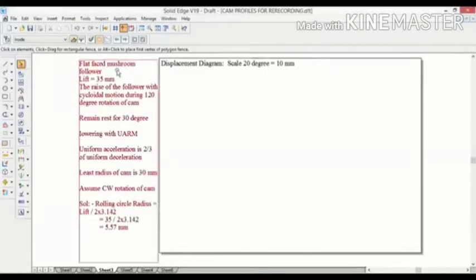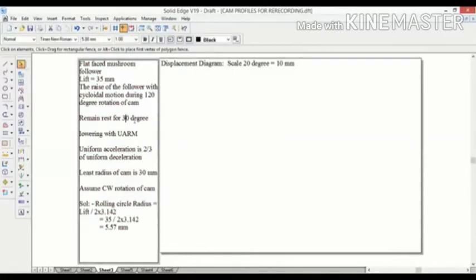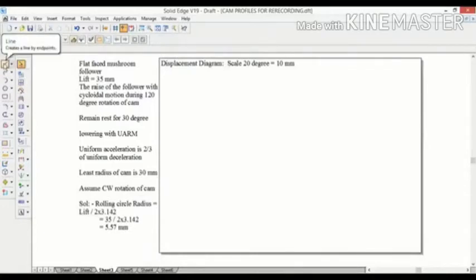The data is listed on the left hand side here. Flat faced mushroom follower, lift is 35 mm and rise is 120 degree with cycloidal motion, and the dwell is for 30 degree. The return stroke is uniform acceleration and retardation motion, whereas acceleration is 2 by 3 times the deceleration. Minimum radius of the cam is 30 mm and cam rotation is clockwise. For cycloidal motion, the lift is given. The lift is 35 mm.